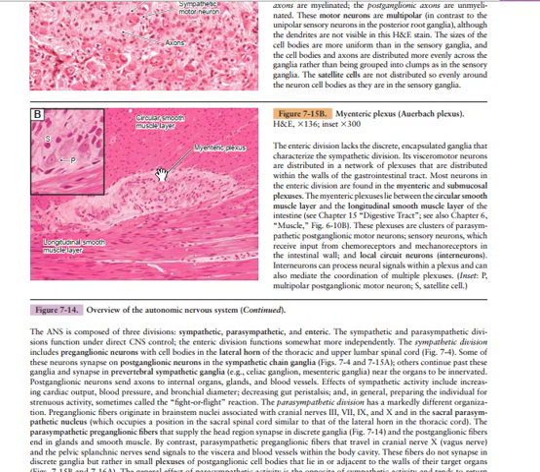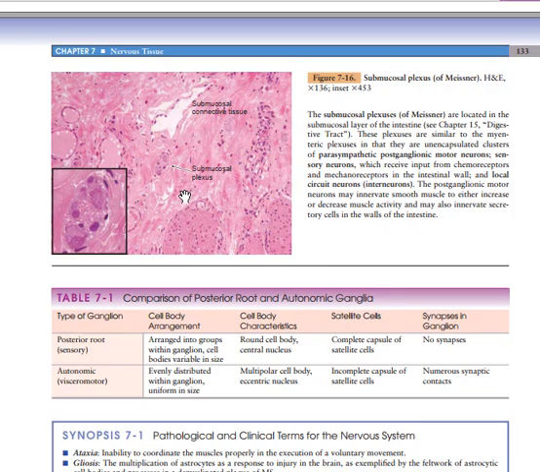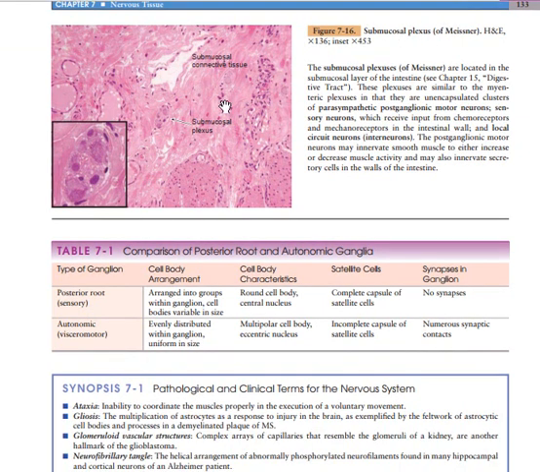Now the next one here is the myenteric plexus, also called the Auerbach plexus. The myenteric plexus is here, just between the circular smooth muscle and the longitudinal smooth muscle. Now, the submucosal plexus, or Meissner plexus, is located just inferior to the mucosa. So this is the submucosal plexus.